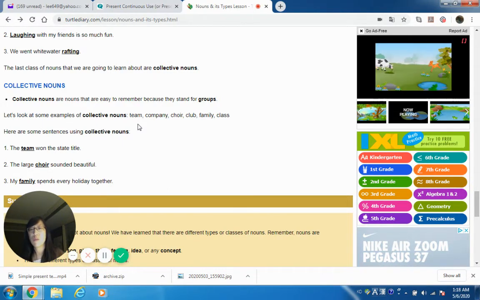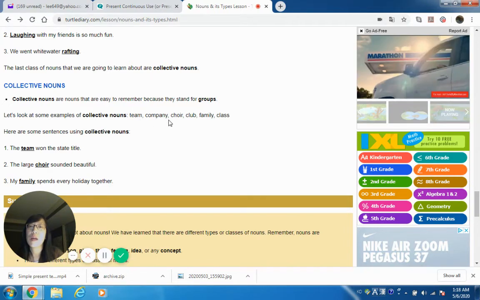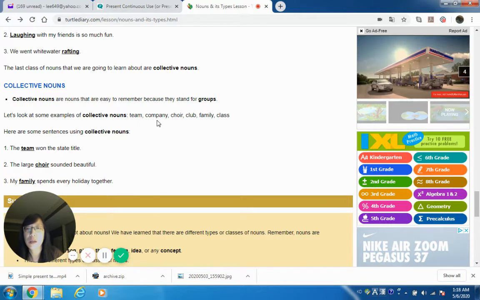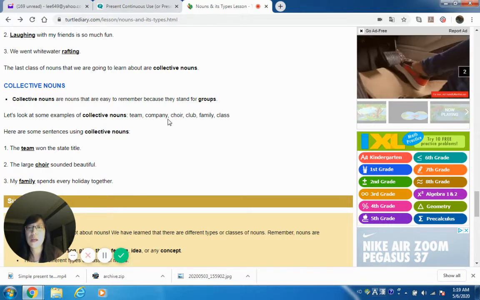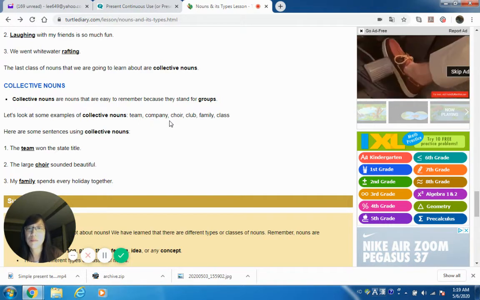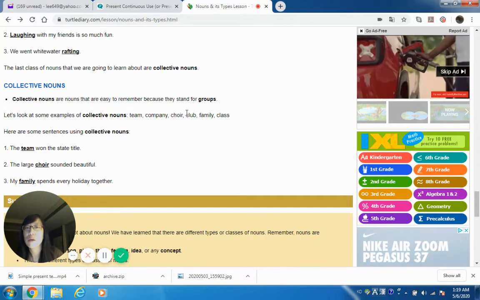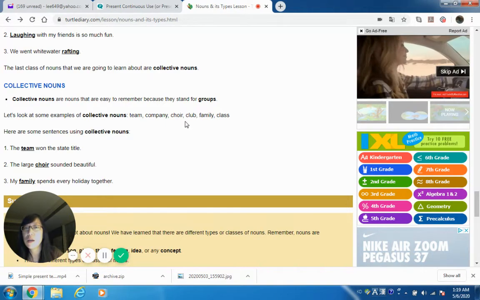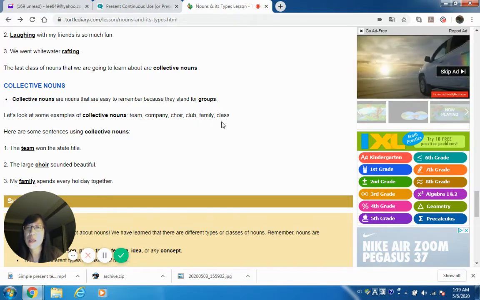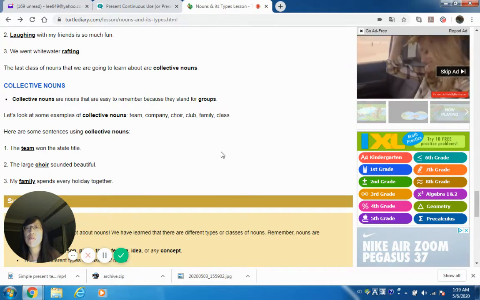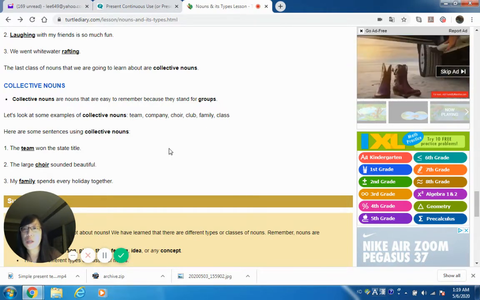Team. When you think of team, it's not just one person. It's going to be two or more. Many. Company too. And I'm not talking about corporation company when we say company. We're talking about friends. Choir. Choir is a group of people who sing together. Club, family, class, all these. It's not just one. There are many people representing each word.